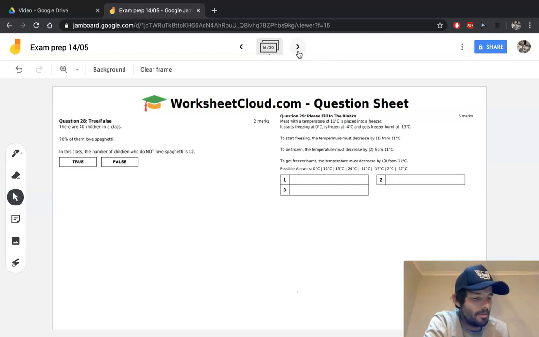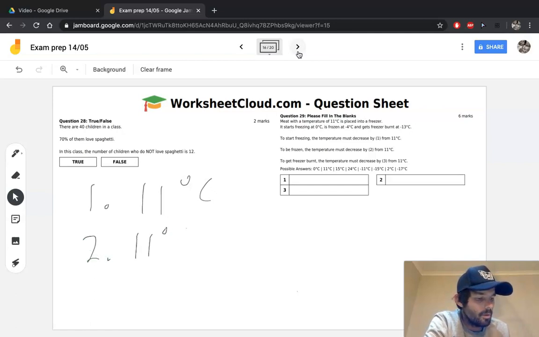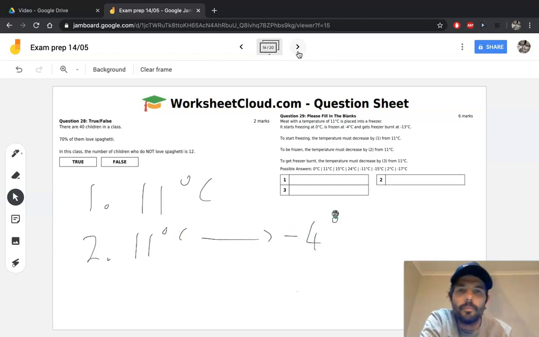So number 1 is 11 degrees Celsius. That's how much it must decrease by. To be frozen, the temperature must decrease by how much from 11 degrees Celsius? So how much is it from 11 degrees Celsius all the way to -4 degrees Celsius? From 11 degrees to 0 degrees is 11, and from 0 degrees to -4 degrees is another 4, so that's going to give me 15 degrees Celsius. That's how much the temperature needs to decrease by.